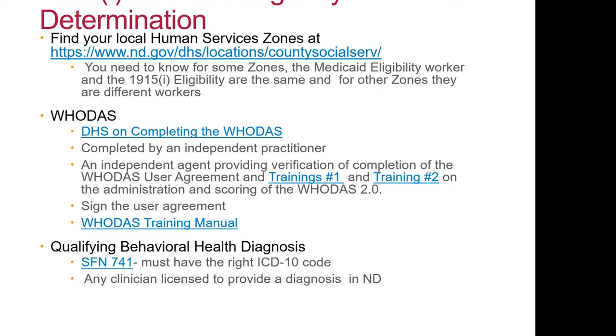And then also, as we said, part of the eligibility determination is the qualifying behavioral health diagnosis. So there are requirements here. You need a licensed clinician. By clinician, that could be a psychiatrist, that could be a psychologist, that could be a social worker, that could be a professional counselor, that could be an addictions counselor, et cetera. They have to have the right ICD-10 code. That's the behavioral health diagnosis that's required. There's a link here to the form from the state that helps them fill that out. You can help the person fill that out, but ultimately they have to be assessed and diagnosed by a licensed clinician. Monica's got intel on who's interested in administering the HUDAS.